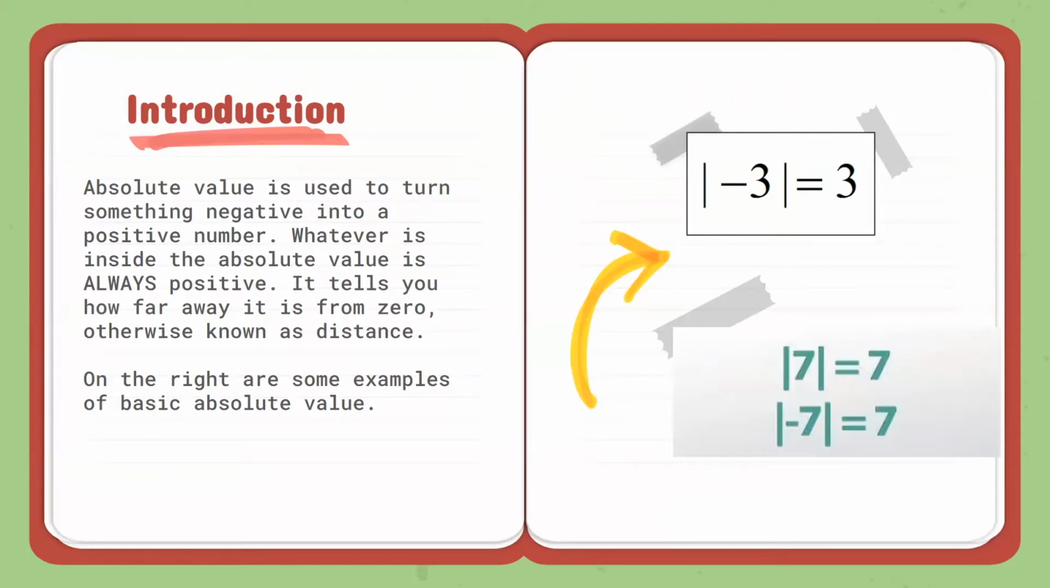So if the number is negative, obviously you cannot have a negative distance. So in this one, if it's bar -3, then it is 3. If it's absolute value of 7, then it's 7. And if it's the absolute value of -7, it's also 7.